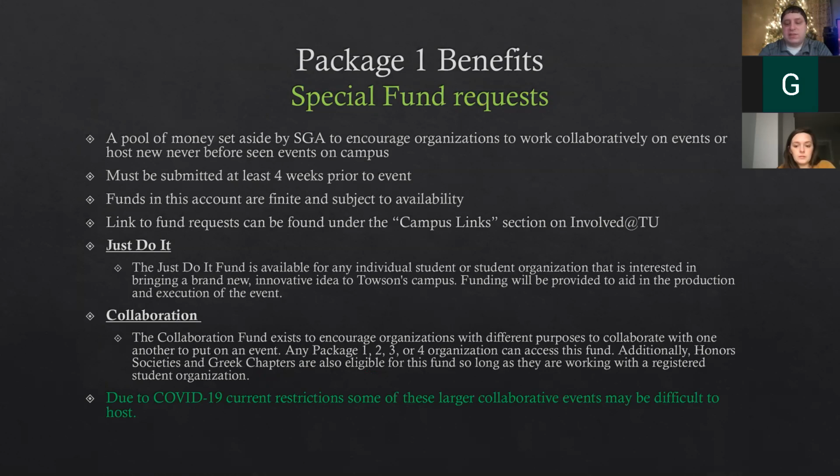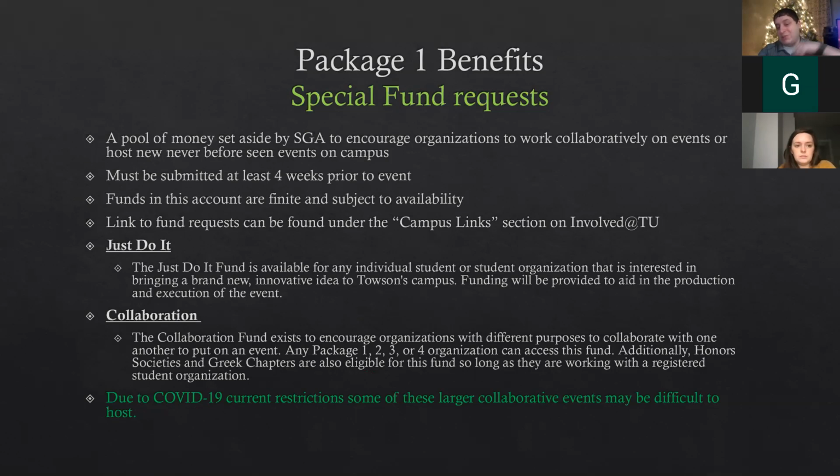So this is money that's set aside by SGA to encourage groups to work together. There are 2 different funds. There's the Just Do It Fund, which is available for any student or student organization that's bringing a new innovative idea for an event to campus, and then the Collaboration Fund for groups working together. Now, I'm not 100% sure how much money is in these funds for this year with COVID and everything, but in a normal year, these are the 2 big funds that are available to groups that are in package 1.